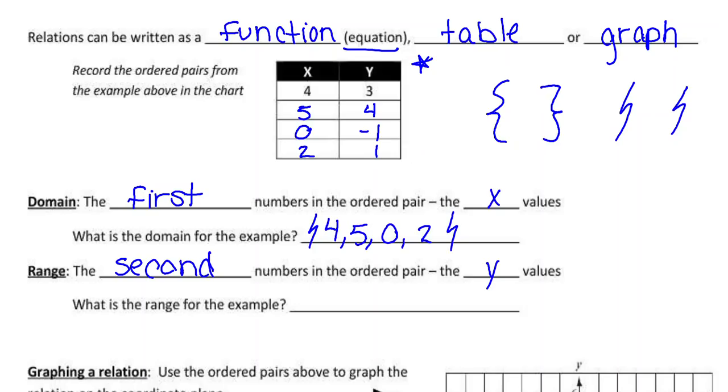And then I'm going to do the range. The range is the second number for the ordered pair, or all of the y values. So all I'm going to do is list them out. 3, 4, -1, and +1.